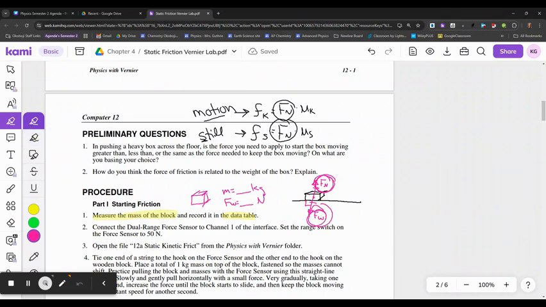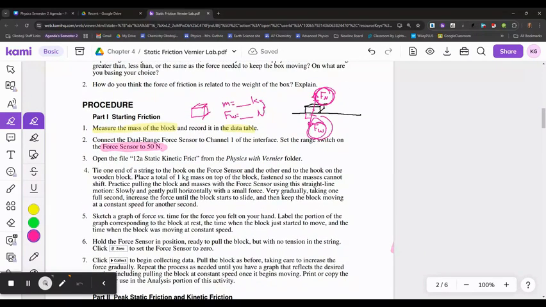All right, now it says connect the dual force channel 1, and so on, and set the force sensor to the 50 Newton range. This just makes it more precise, so make sure that on the force sensor there's a little adjustment where you can make it more precise or less. You want it on the more precise setting.